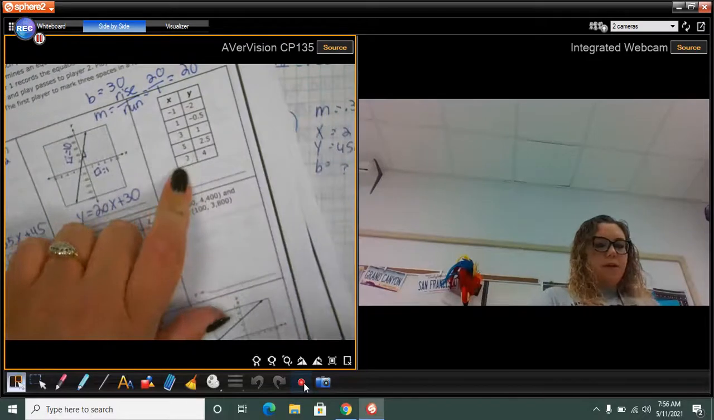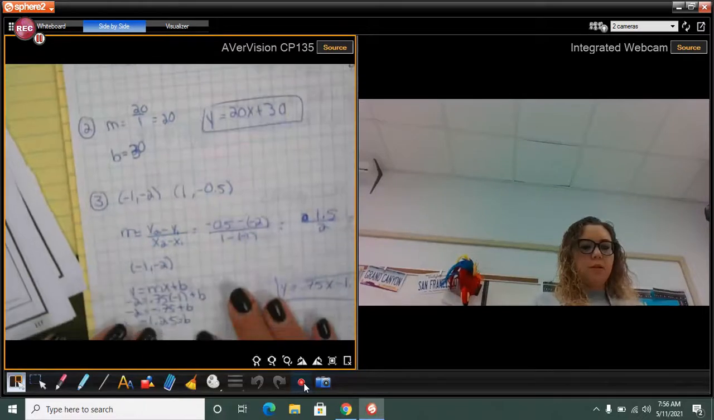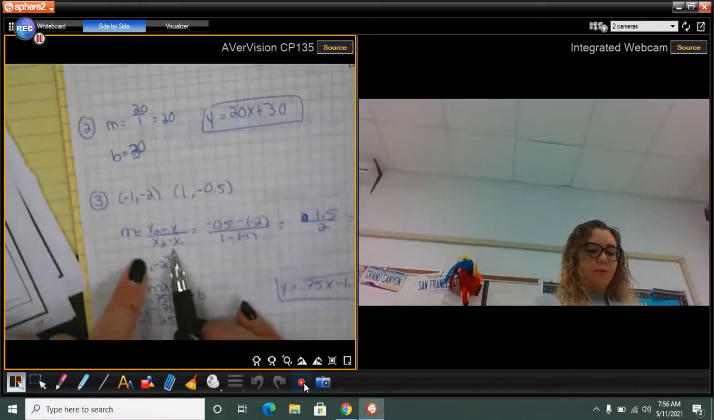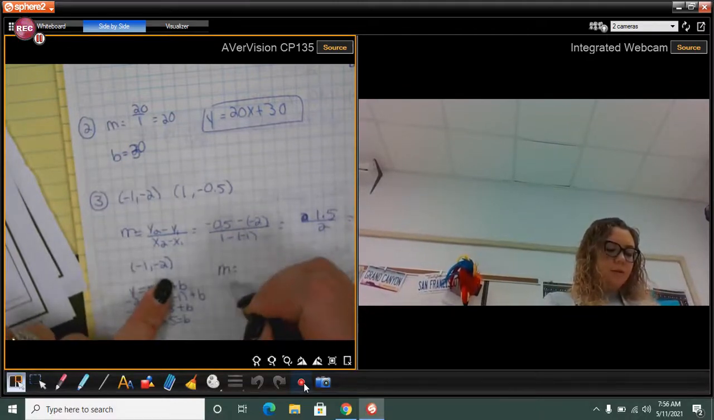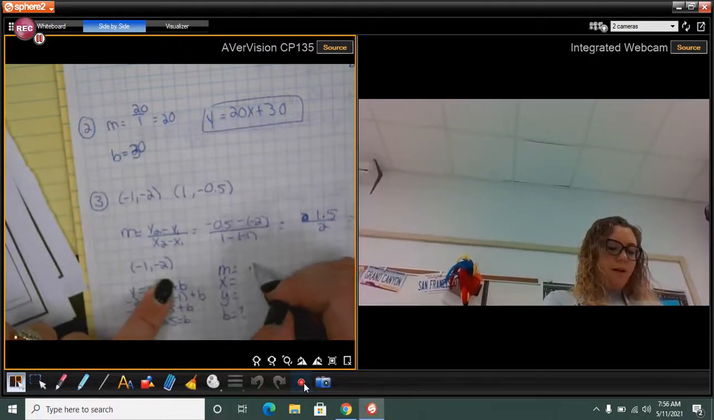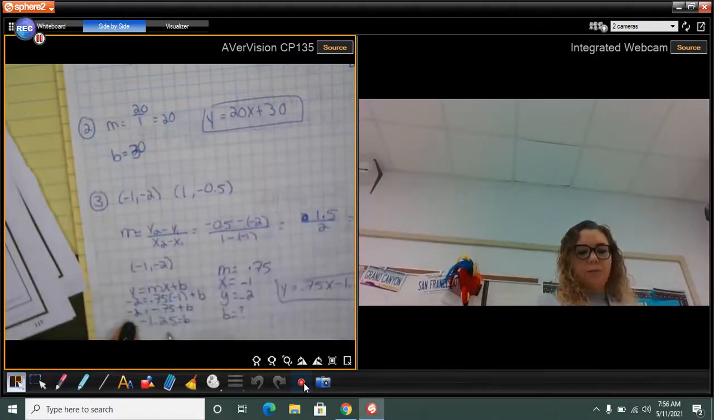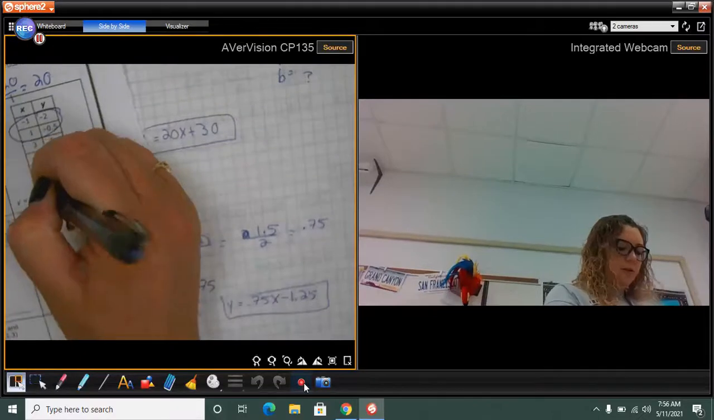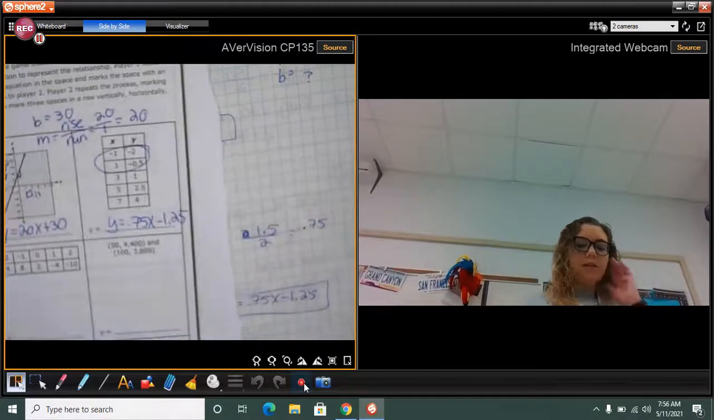And then this one, you're going to pick 2 points. I chose these first two. You can do the same thing. Plug it into your formula. You found your slope. Pick a point. Okay, so we have my slope of 0.75. We have an x value. We have a y value. Plug these in. Solve for b. And I'm going to get negative 1.25. Plug your b and your m in, and you're going to get this equation. So y equals 0.75x minus 1.25. And that is going to be your answer.